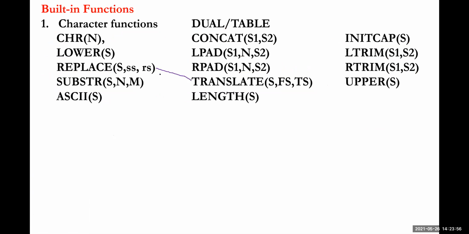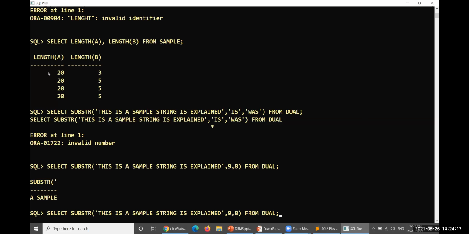I'm sorry for the explanation with substring here. Substring is not equivalent to translate. Substring is from which position, to how many number of characters are going to be displayed. That is substring. Let me take replace. Replace will be the same. Instead of substring, I'd like to specify replace.